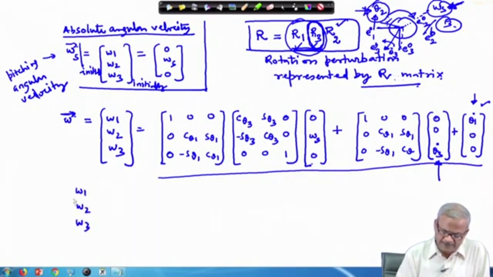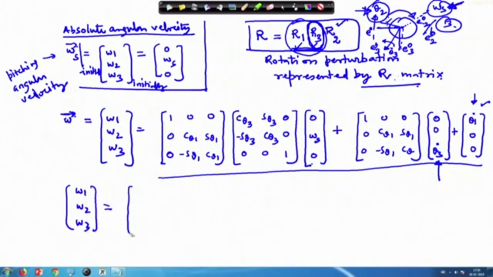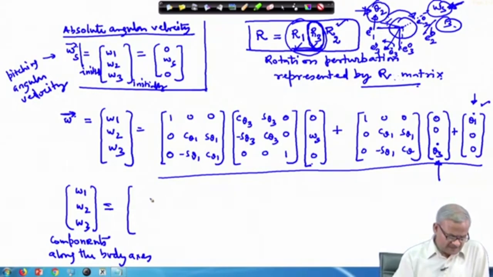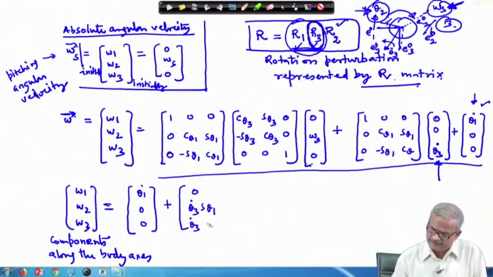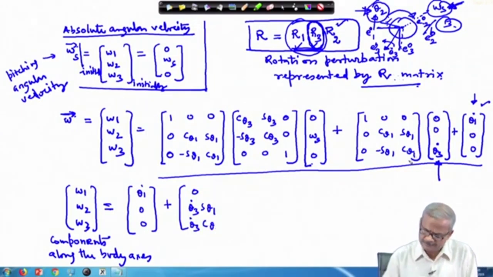So, omega 1, omega 2, omega 3 is the absolute angular velocity of the satellite, and these are the components along the body axis. If we multiply it, this term we will write here theta 1 dot 0 0, multiplying this particular part. The first part is 0, the second part will be theta 3 dot times s theta 1, and the third part will be theta 3 dot times c theta 1.